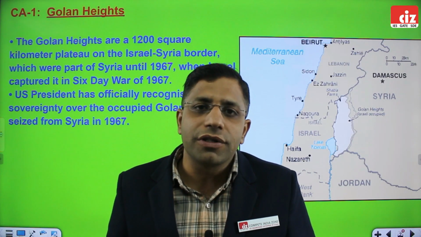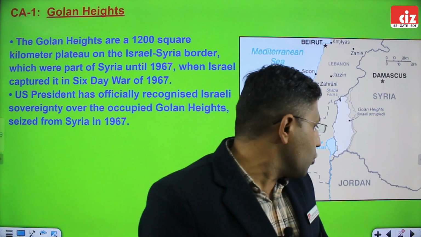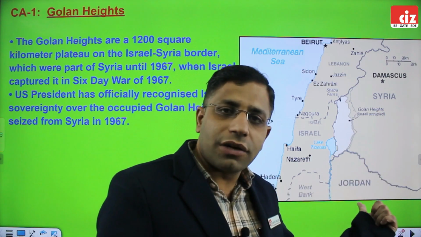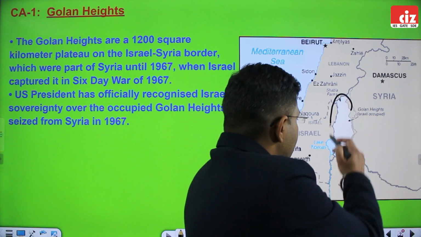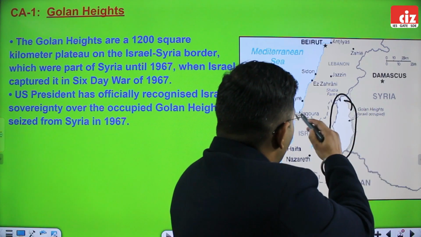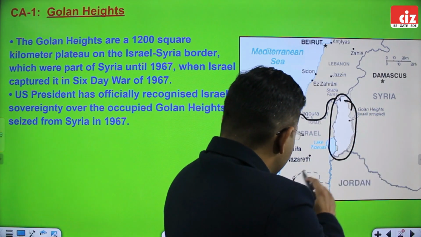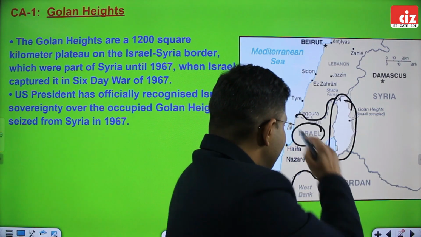Right now in the present scenario, there are two countries which are opposing this. One is Syria, the other one is Jordan. Golan Heights, as you can see from the map here, are present in this domain. The border that is shared here is that of Israel.